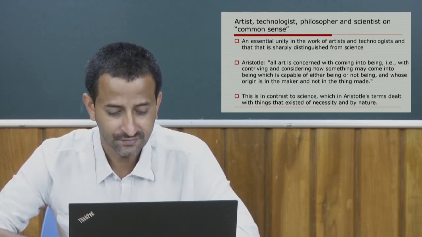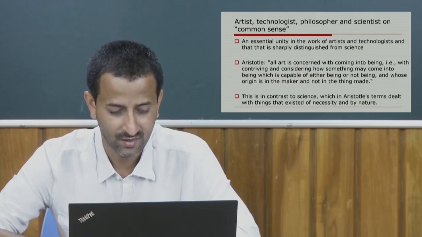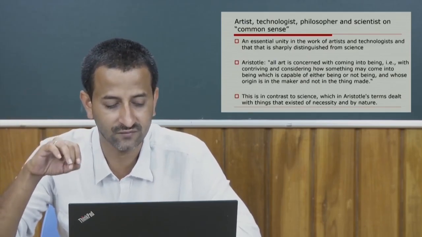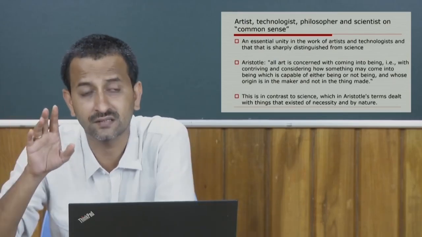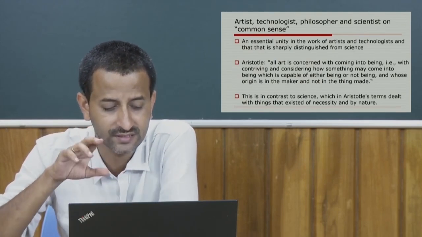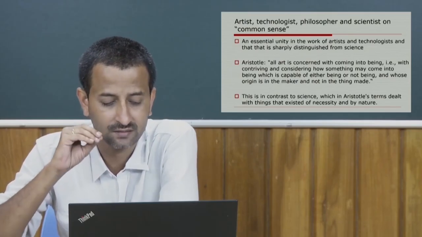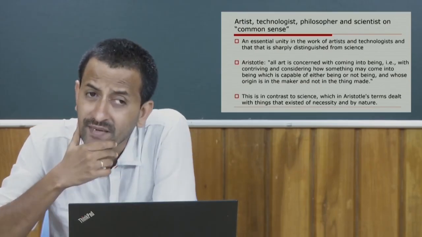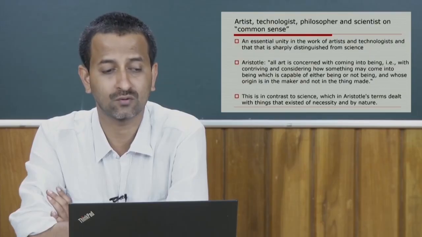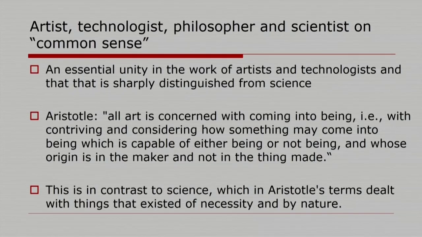In specific cases, it can be shown that technologists display a plastic, geometrical and to some extent non-verbal mode of thought that has more in common with that of artists than that of philosophers. Aristotle, for one, supposed that there was an essential unity in the work of artists and technologists, that both were sharply distinguished from science. Aristotle maintained that all art is concerned with coming into being, that is, with contriving and considering how something may come into being which is capable of either being or not being and whose origin is in the maker and not in the thing made.